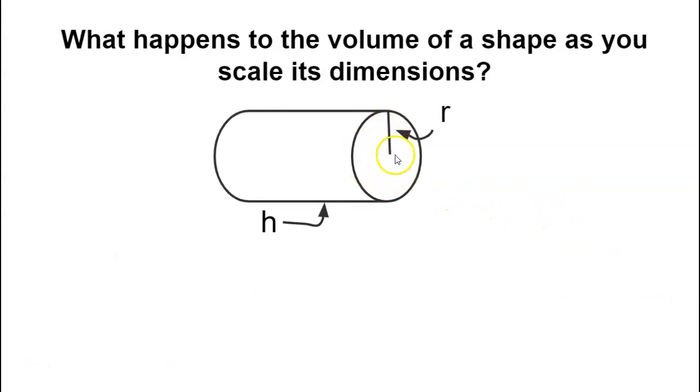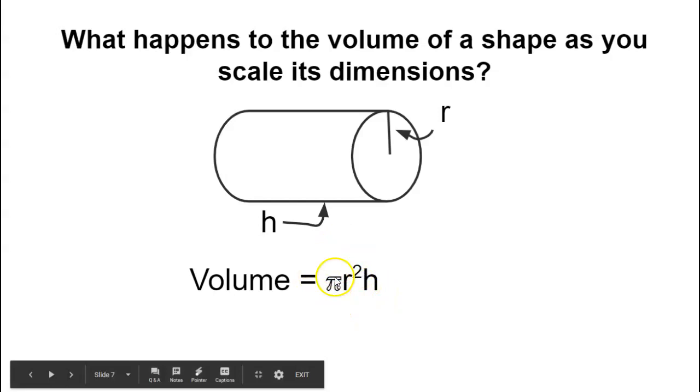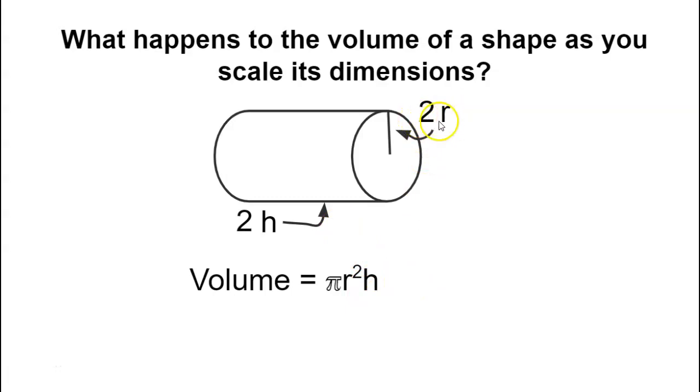So this is a cylinder. If we wanted to find its volume, we would have to do pi r squared times the height, because we said it's the area of the base. Pi r squared is the area of a circle, and then times its height. If we scaled the radius by 2 and the height by 2, so we've taken our dimensions and we've multiplied them by 2, we've scaled them by 2, what happens to the volume?